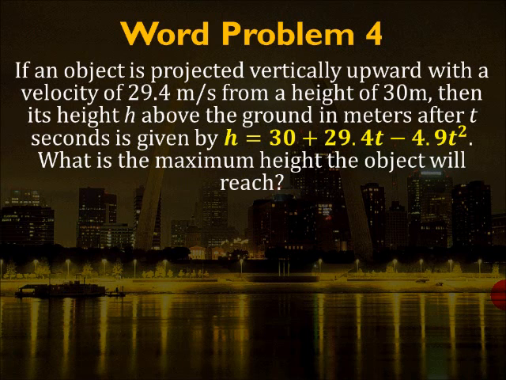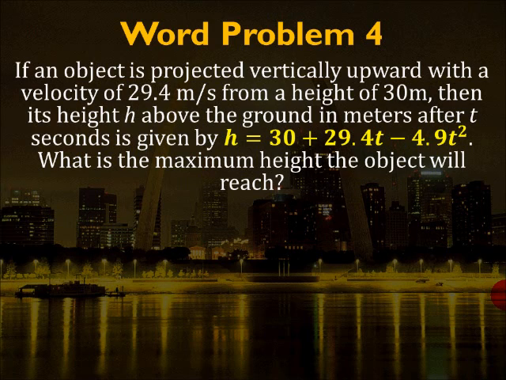Last problem, we have a physics problem. If an object is projected vertically upward with a velocity of 29.4 meters per second from a height of 30 meters, then its height h above the ground in meters after t seconds is given by this formula. H equals 30 plus 29.4t minus 4.9t squared. What is the maximum height that the object will reach?